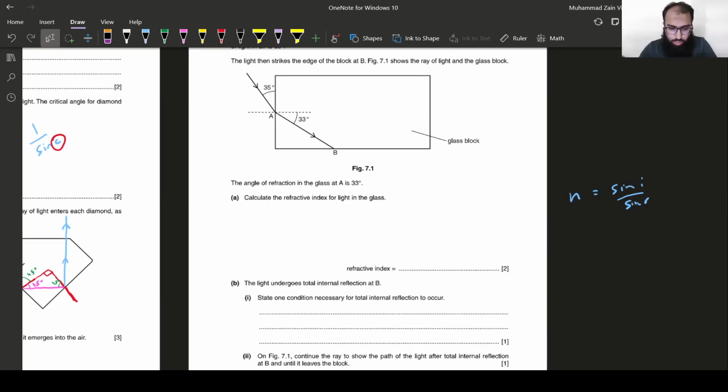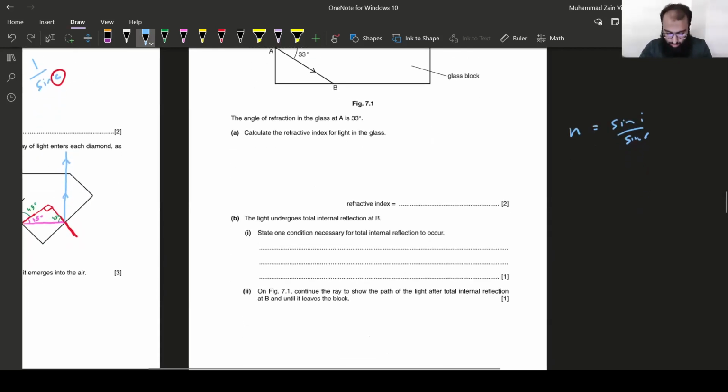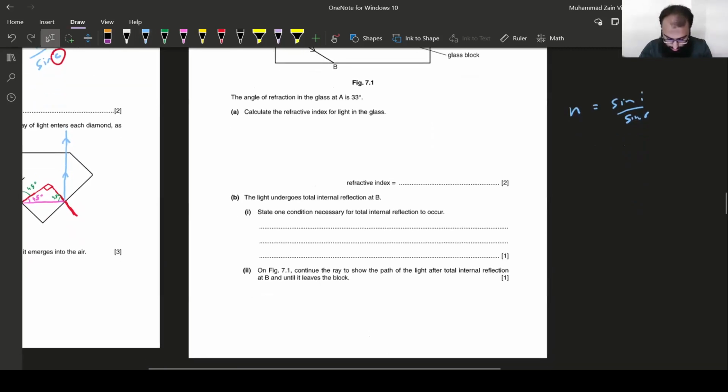That condition is that the ray must be traveling from a denser medium to a less dense medium. If it's the other way around, from a less dense medium like air into glass, a denser medium, there would never be internal reflection. There would always be refraction, because light would always be moved towards the normal. So one of the necessary conditions is that it be from a denser medium to a less dense medium, for example glass to air, then total internal reflection could occur.